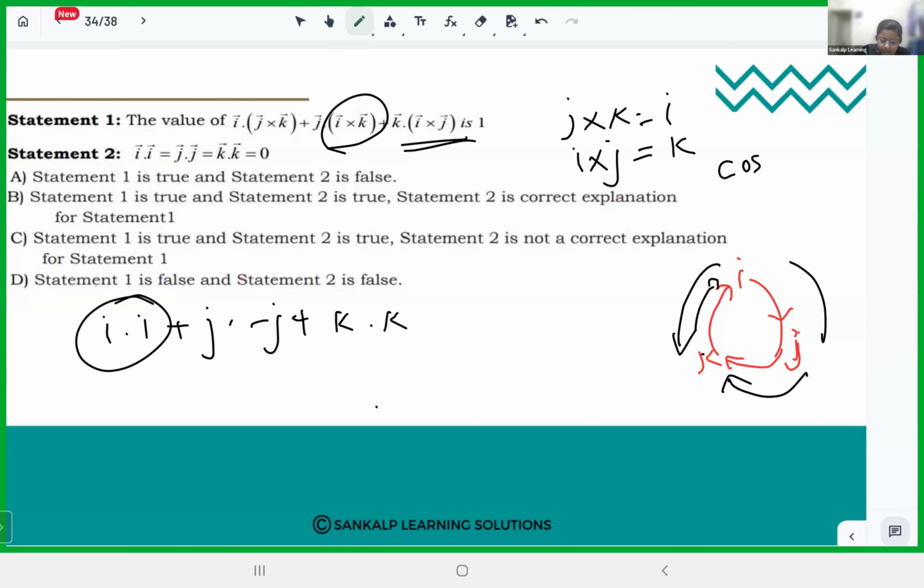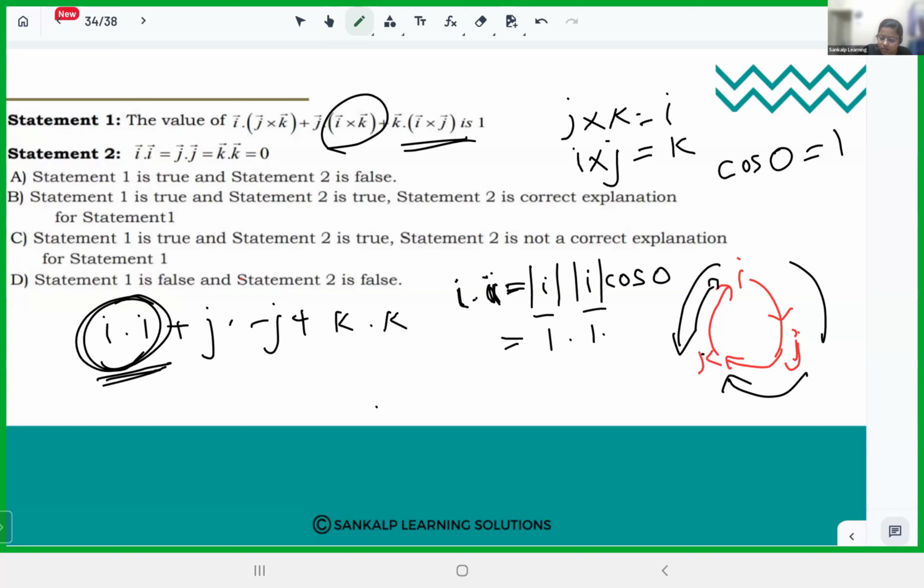Here I dot I means the angle will be 0. Same vectors, so theta will be equal to 0. So cos 0 is equal to 1. So what will be I dot I? I'll explain it. I dot I is equal to magnitude of I into magnitude of I into cos 0. Since these are the same vector, the angle between them will be 0, right? Since I is a unit vector, this is 1 dot, what is cos 0? Cos 0 is 1. So I dot I is equal to 1.